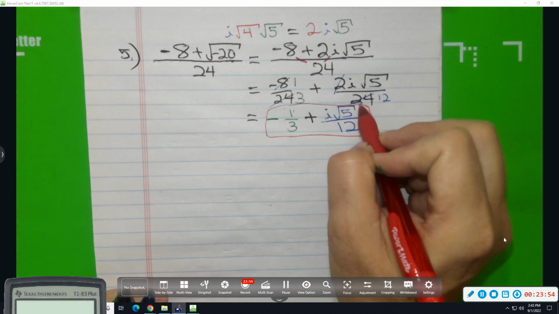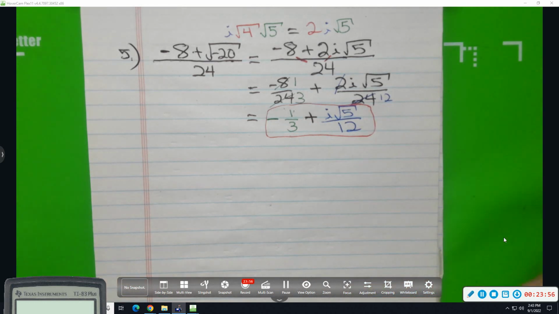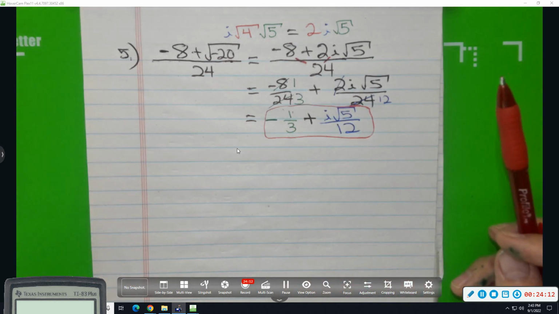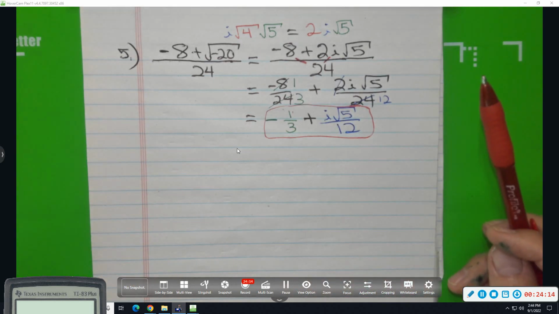It's going to be messy to type in. First of all, any questions? I think this is the messiest of the 3 like this, where you're reducing the fraction. It's like a larger number.